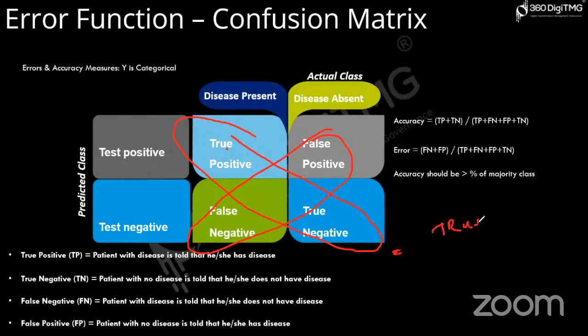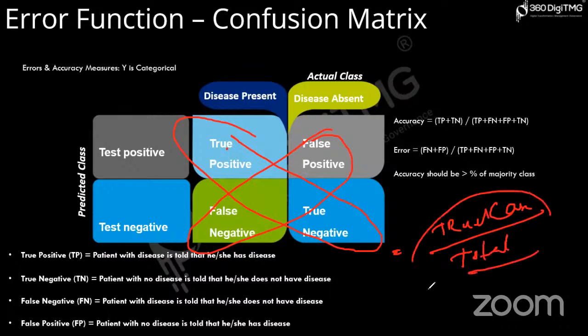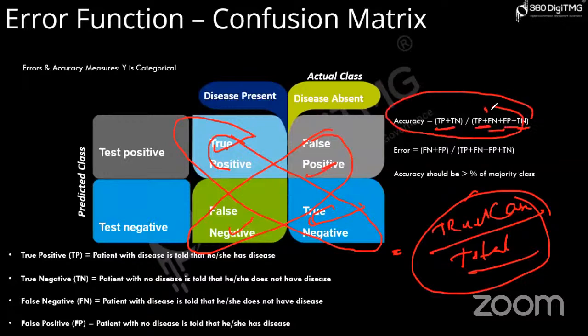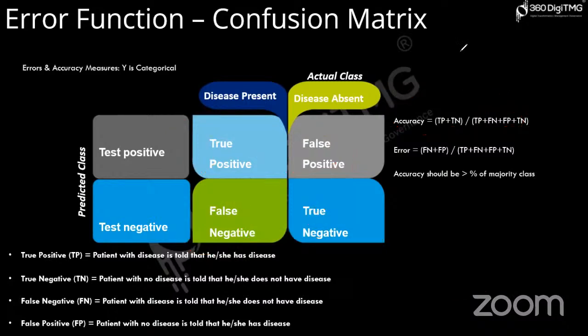Based on that, if you want to find out the accuracy of the model, simply take true cases by total. This will be the accuracy of the particular model. What are the true cases? True positive plus true negative, divided by total cases: true positive plus true negative plus false positive plus false negative. This is the accuracy of that particular model. Based on that, we will be deciding the accuracy of the model.